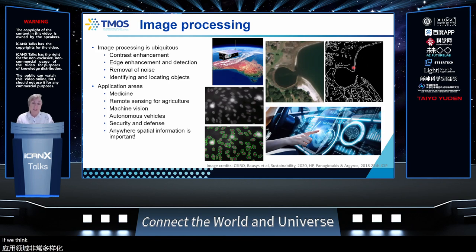The application areas are very diverse. If we think about imaging cells again, it's obvious that there are applications in medicine, and the applications are much broader than just imaging cells. Remote sensing for agricultural and environmental applications is another very important area of image processing. And machine vision is becoming increasingly important. And in fact, anywhere where spatial information is used is an important place where image processing is applied.